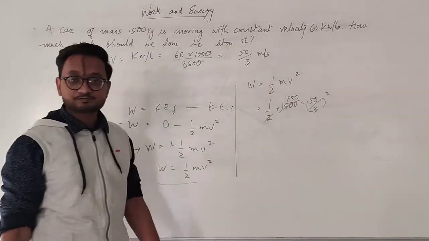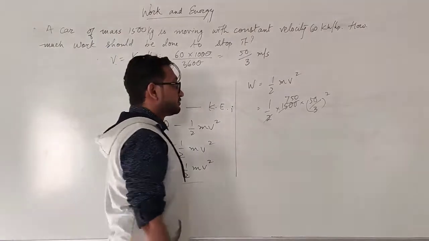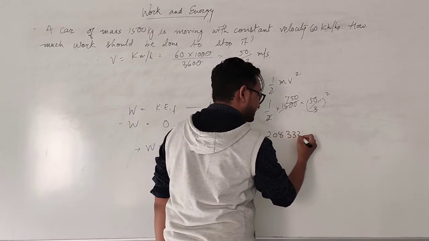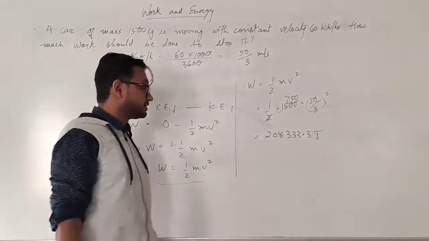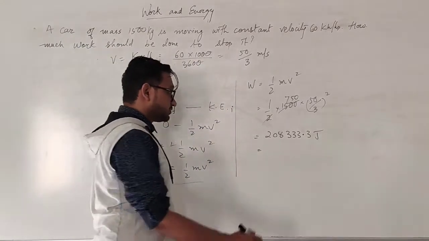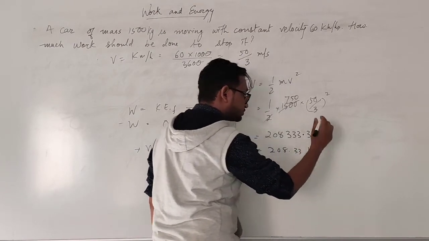Half into 1500 into 2500 by 9. Now when you solve this, you will get the answer as 208,333.3 joules. This much amount of energy is required, or if you convert it into kilojoules by dividing by 1000, you will get 208 kilojoules. Quite simple.